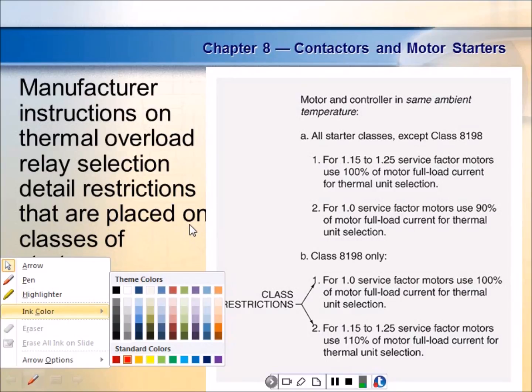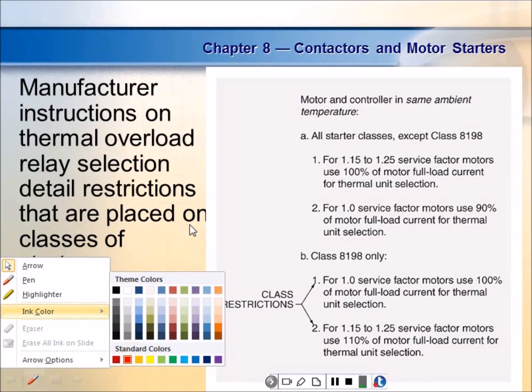But to calculate the overload, I can multiply my horsepower or my current by what? 1.25. So on the nameplate of the motor, we have what we call a service factor. That service factor tells how much we can overload that motor for brief periods of time. Okay, does that make sense? Yes or no?